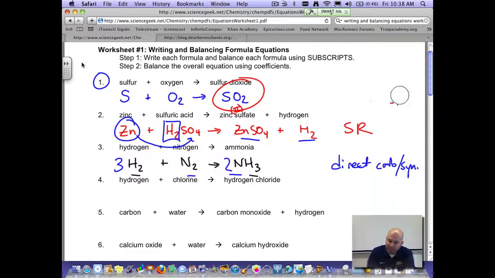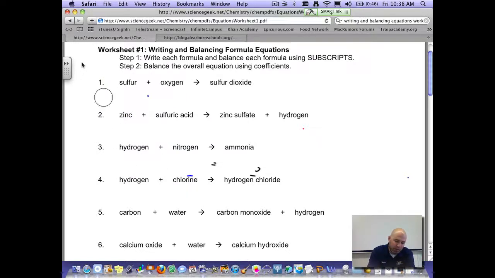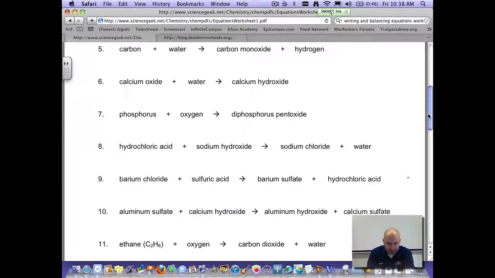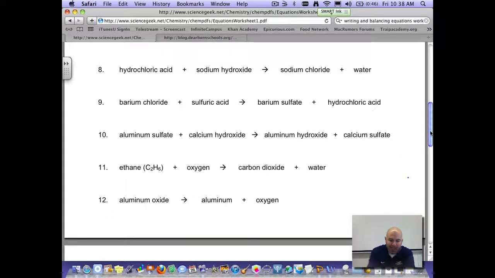Okay, let's scroll down here and see if we have some other ones that might include different types of reactions. All right, number 9 certainly is an example of a different type of reaction. Let's go ahead and do this one.